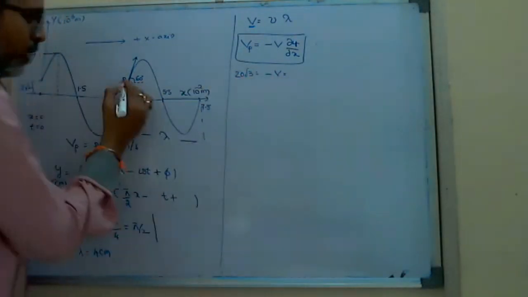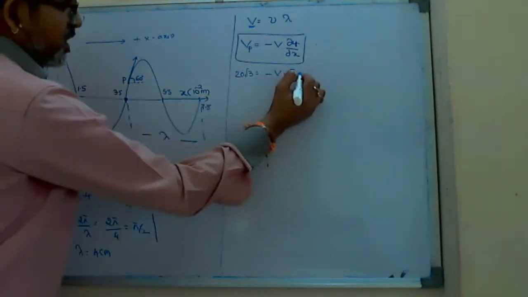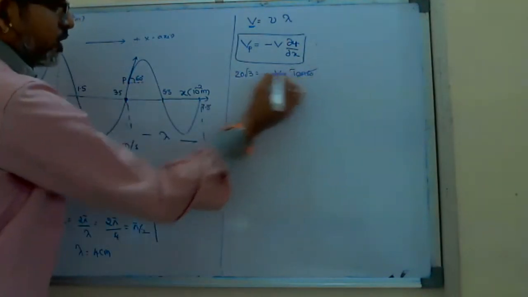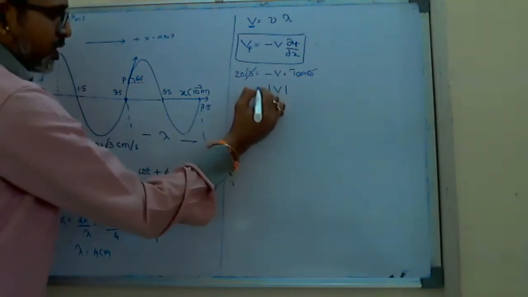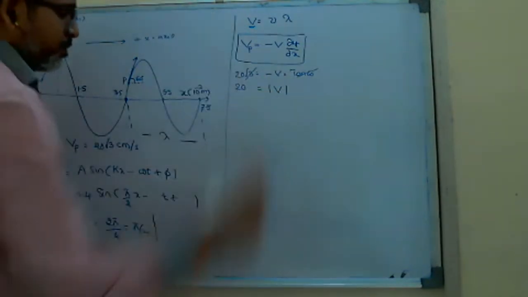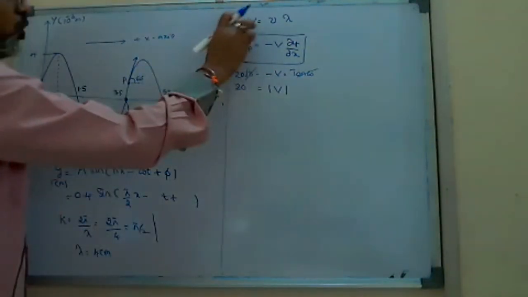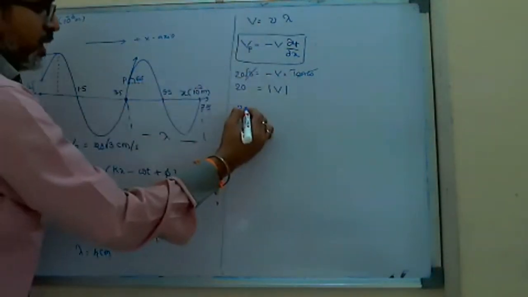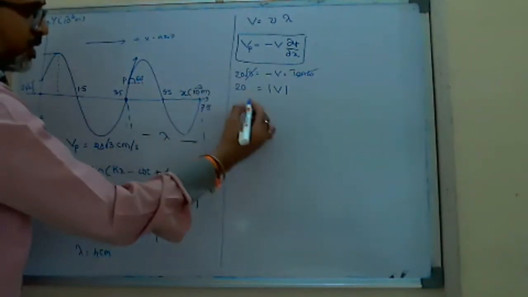Minus v into dou y by dou x means slope. Slope is tan theta. Tan 60 is root 3, which gets cancelled. So you are getting magnitude of velocity is equal to 20. So velocity is 20 centimeters per second. Why? Because this is given as centimeters per second, and this is also in centimeters per second.